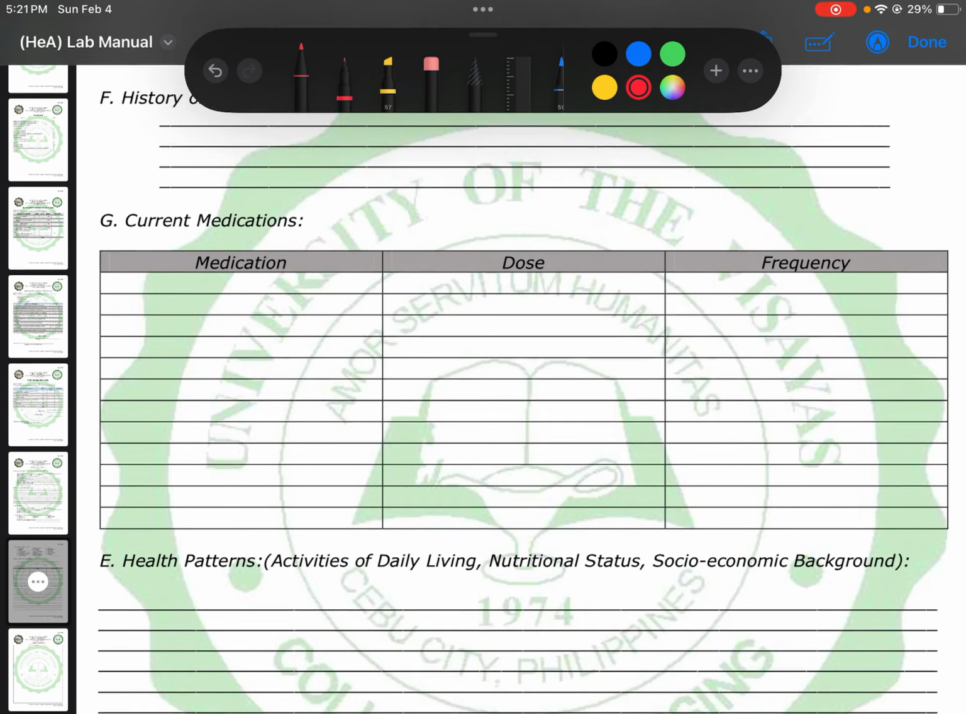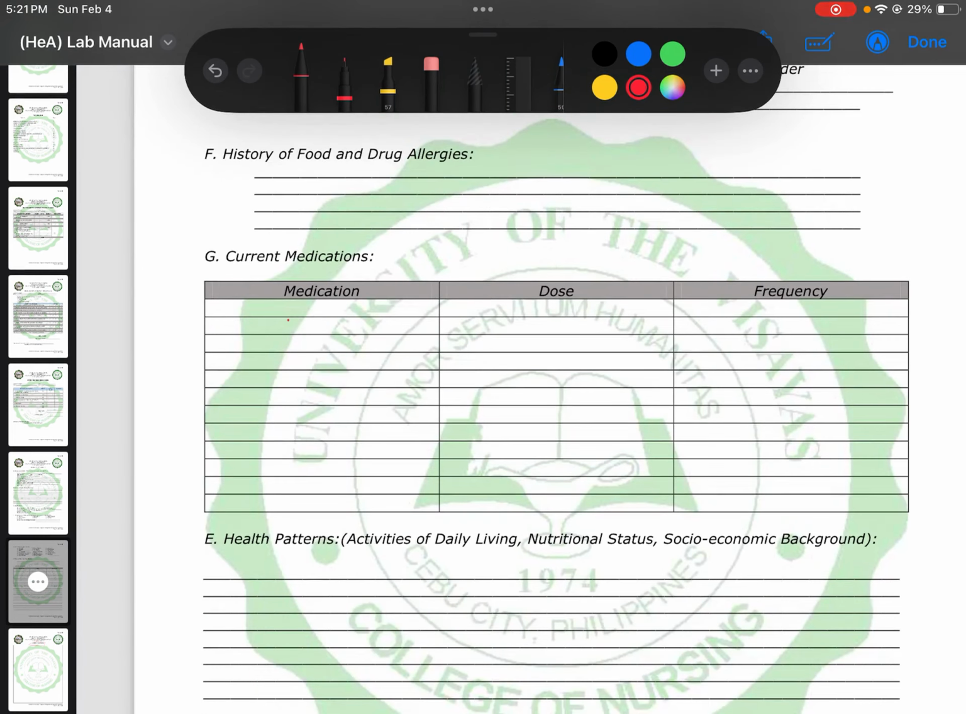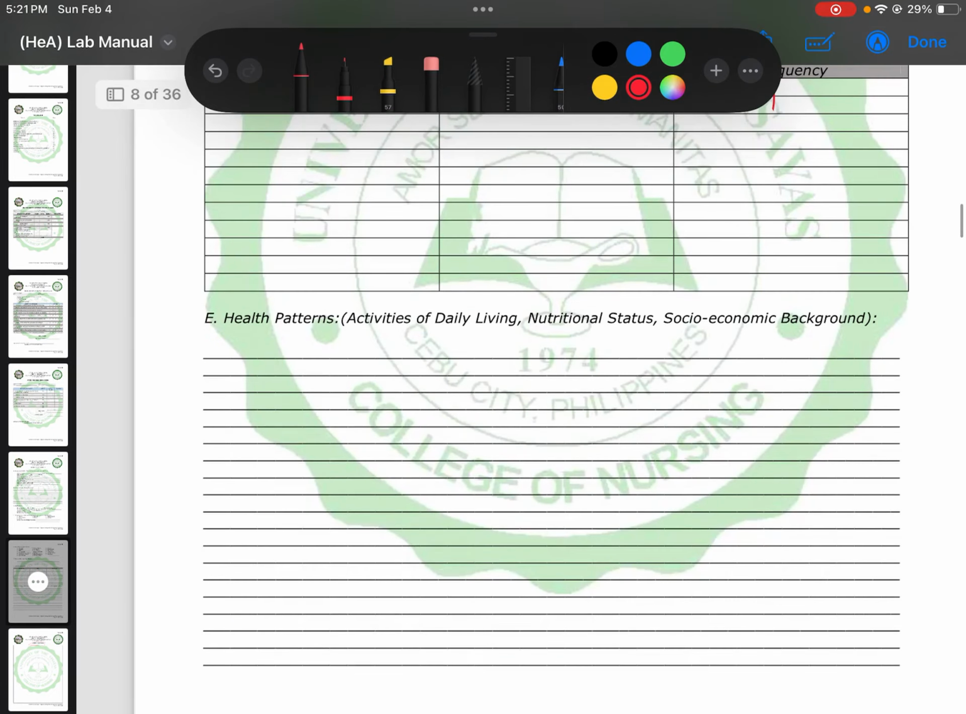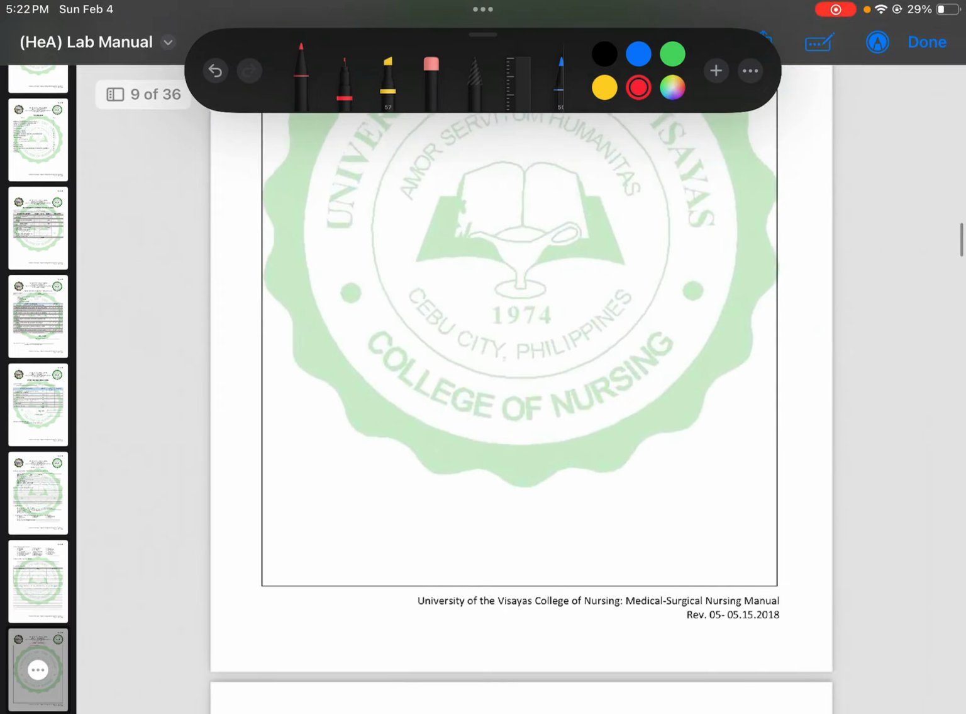Current medications, as I've said, our priority is to document. So this is where you will put their medications, the dose of that medication, how many times we give it in a day. Okay? Health patterns, class. It is a narrative. That is our activities of daily living, the questions that we ask them in 24 hours. So on and so forth.